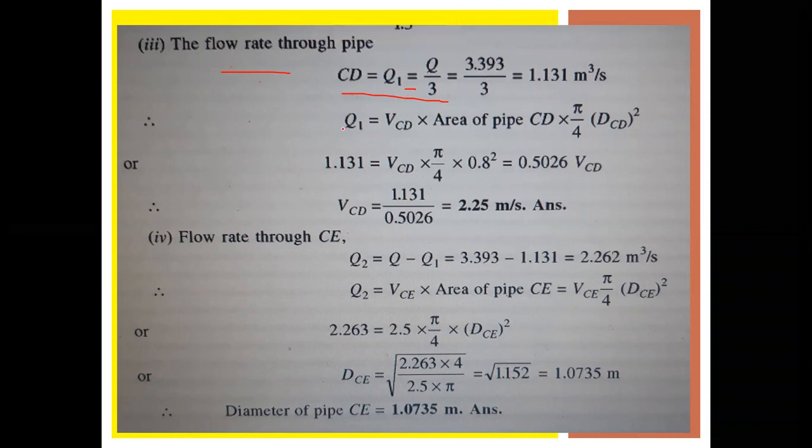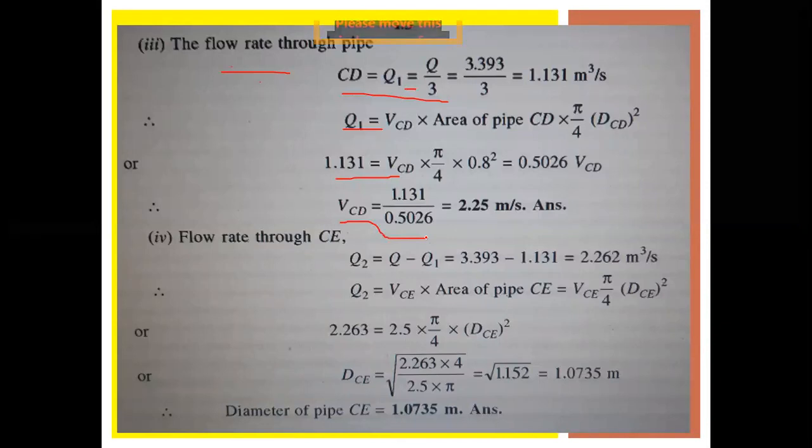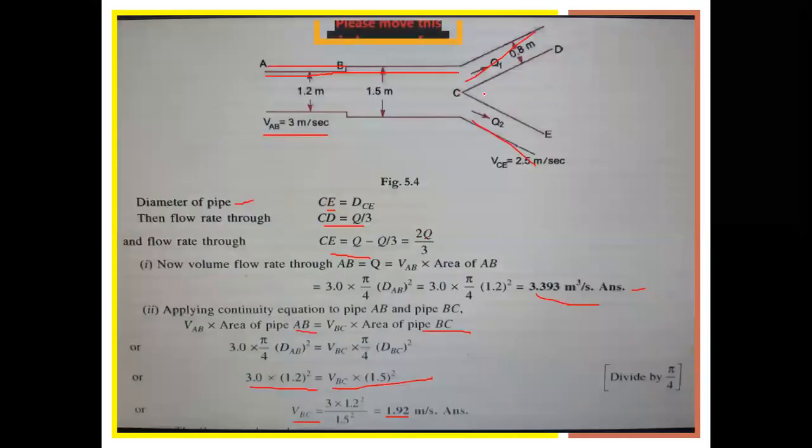Now what is Q1? Q1 is equal to VCD into the area of the pipe. Finally, the velocity at CD is equal to 2.25 meters per second. Next, the flow rate through CE. CE means this point.